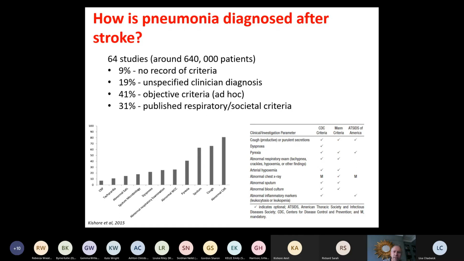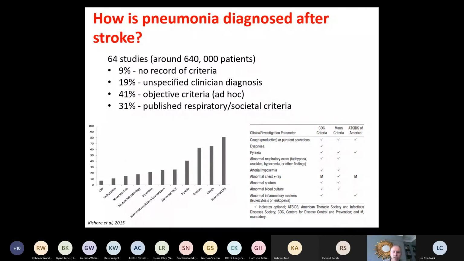And what we then did was we looked at how they had gone about diagnosing pneumonia in those studies, and we categorized the diagnosis in 4 ways. So the first category was no record at all of how the pneumonia was diagnosed. The second was an unspecified clinician diagnosis, and this was essentially where clinicians just said, we diagnosed pneumonia, or we recorded who got antibiotics.